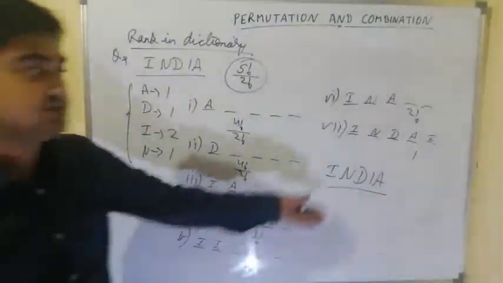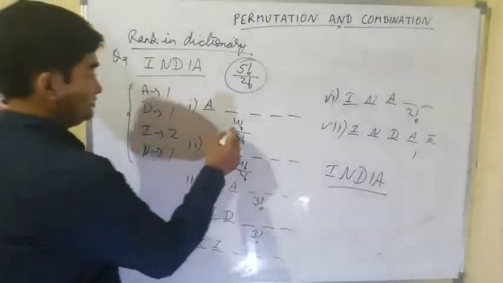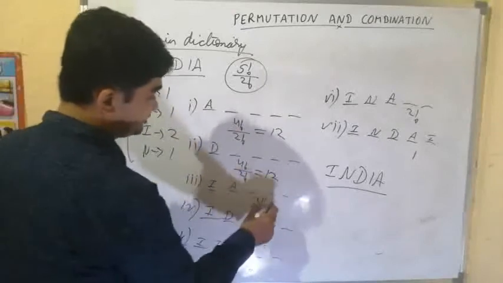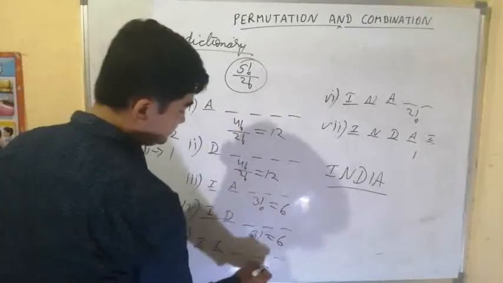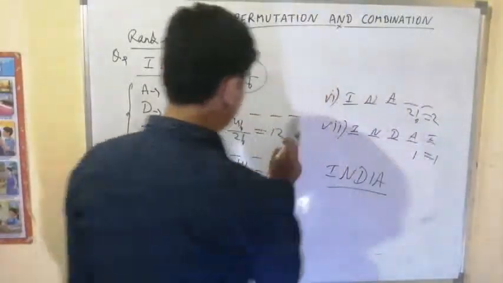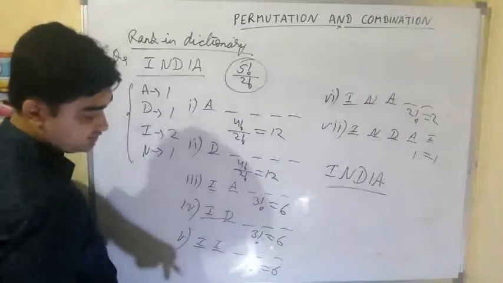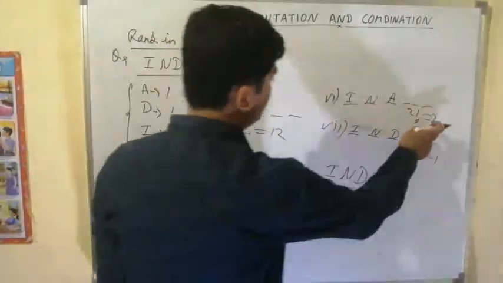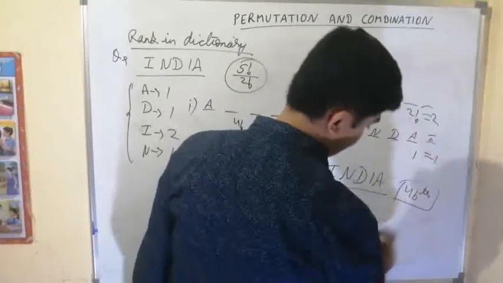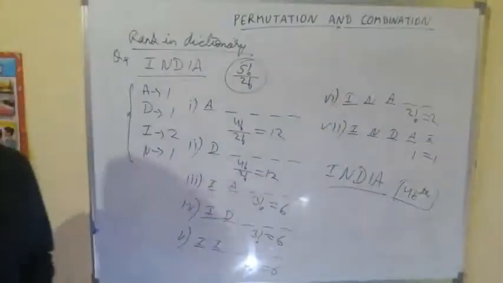Count all these cases, the next place is for India. So this is 12. This is 12. This is 6. This is 6. This is 6. This is 2. This is 1. 12, 12, 24 plus 12, 36, 42, 44, 45. So 46th position is for India. 46th place as per dictionary is for India.